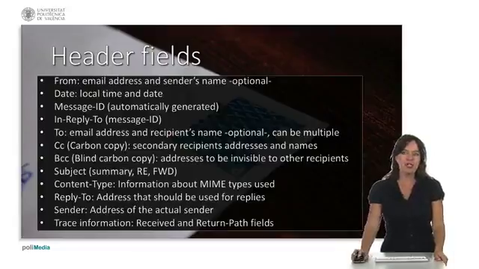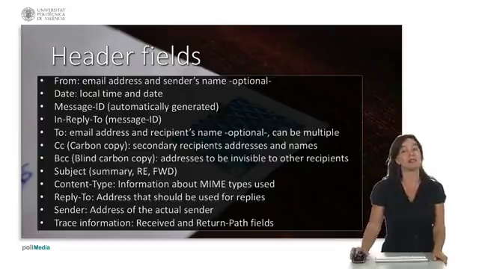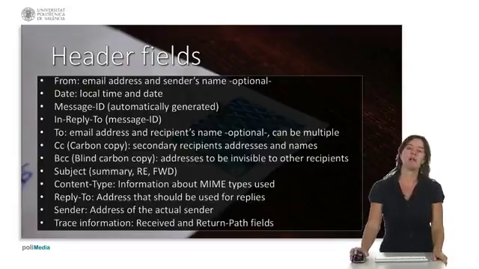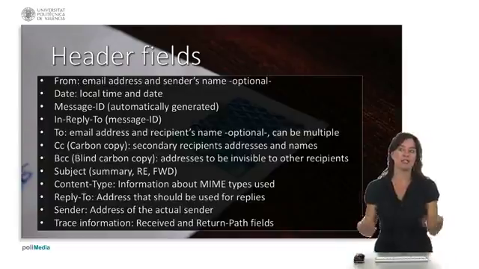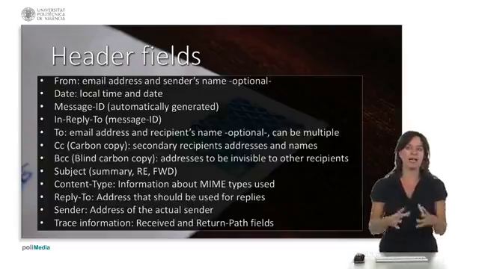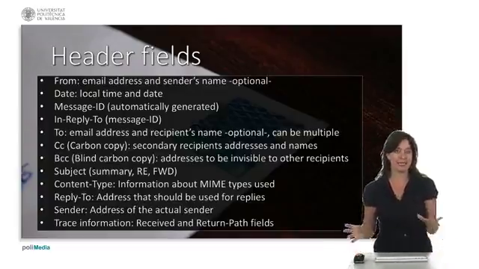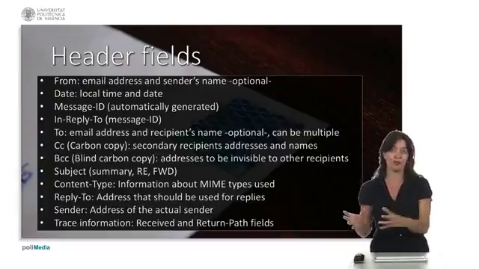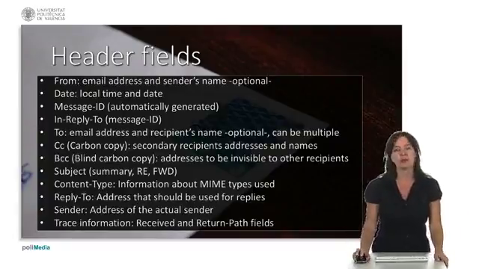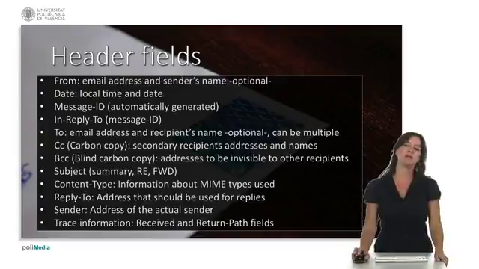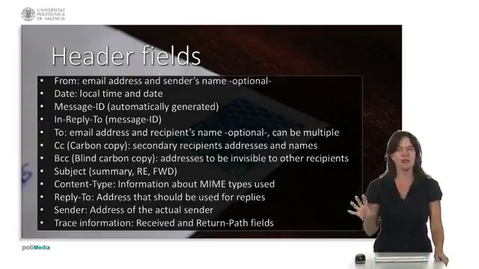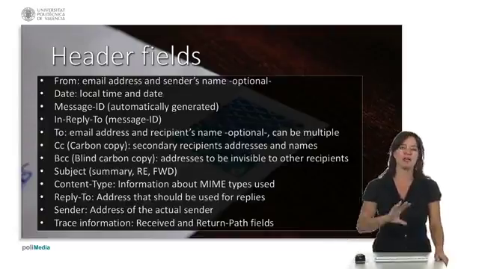Trace information basically consists of two fields. A received field: when an SMTP server accepts a message, it inserts this trace record at the top of the header, which is basically in the order of last to first. And there is a return path: when a delivery SMTP server makes the final delivery of a message, it inserts this field at the top of the header, so the message can be traced.